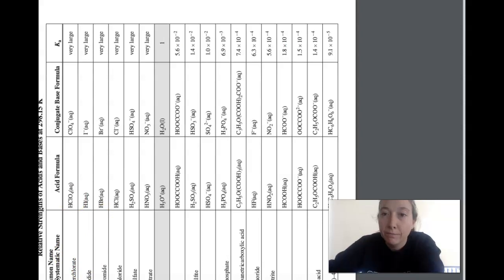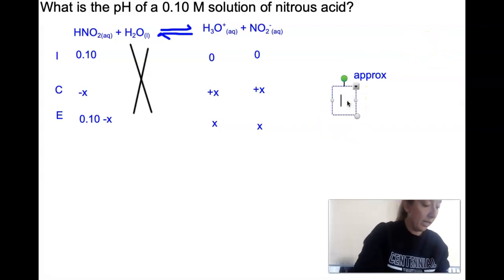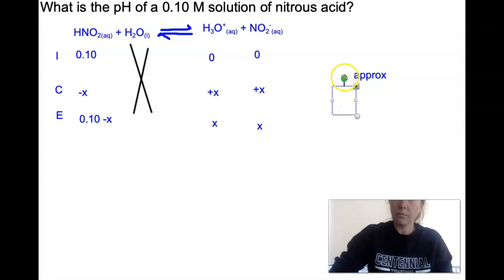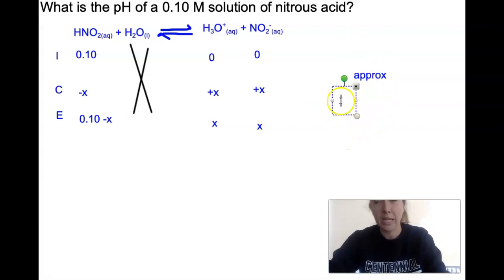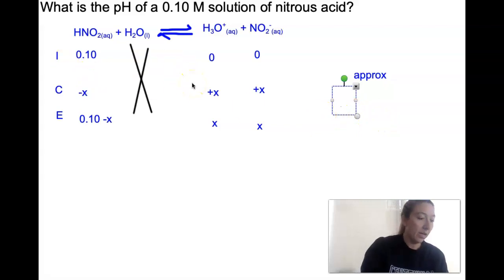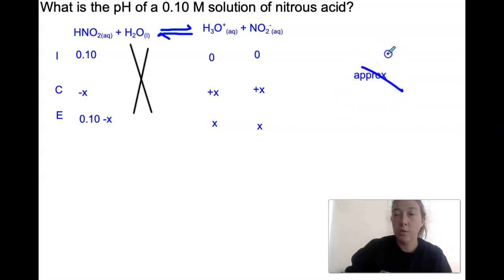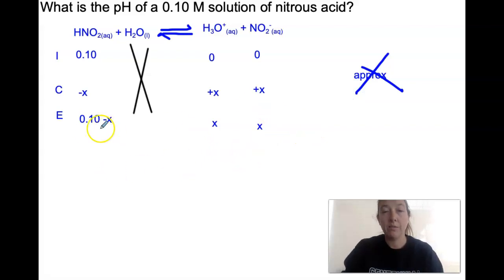Okay, so what did I just say? I already lost the number. 5.6 times 10 to the negative 4. So when we go to do our approx check, we're going to take our initial, which is 0.1, and divide by the K, which was 5.6 times 10 to the negative 4. We get 178. So unfortunately, there is going to be no approxing in this question. We are going to have to leave all of those x's in, okay?